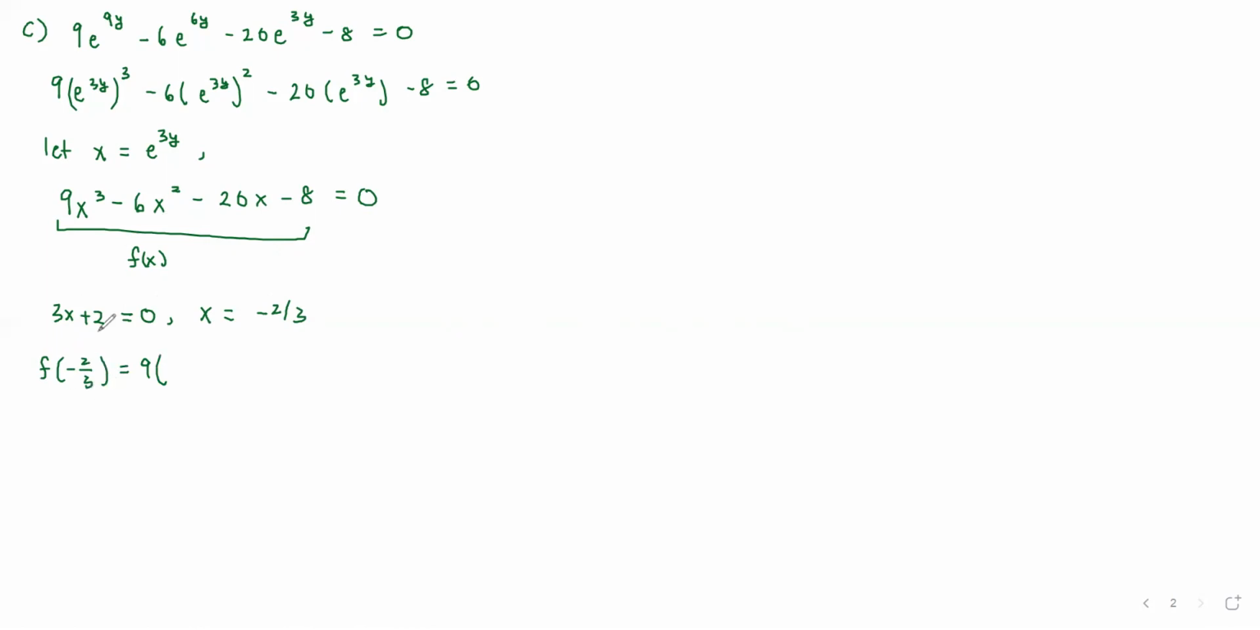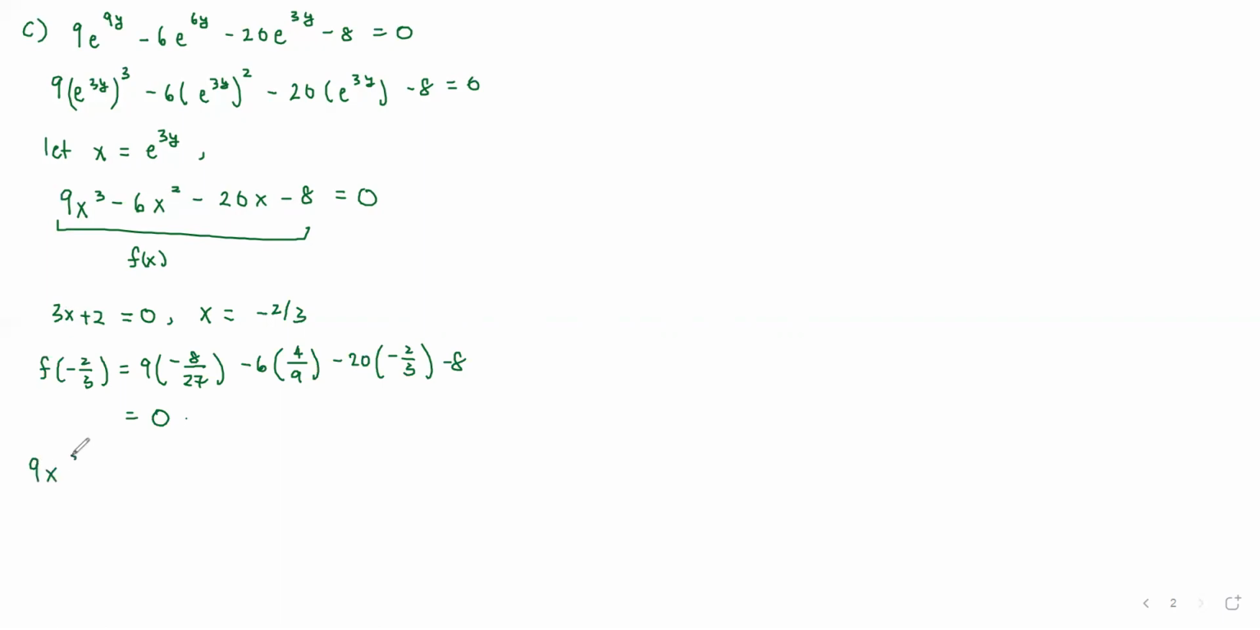So you raise this to the 3, you have negative 8 over 27, minus 6 times, when you raise negative 2 over 3 to the 2, we get 4 over 9, minus 20 times negative 2 over 3, minus 8. And we see that this is equal to 0. So we know that 3x plus 2 is a factor of f(x).